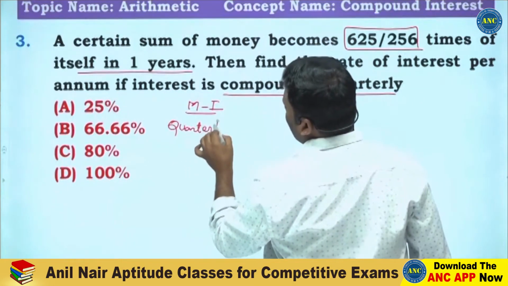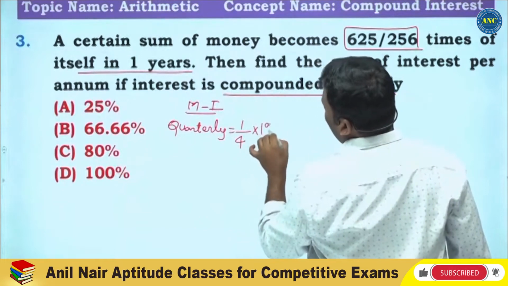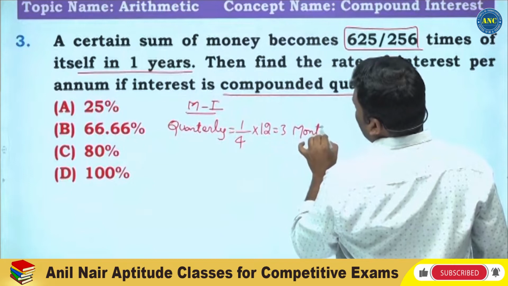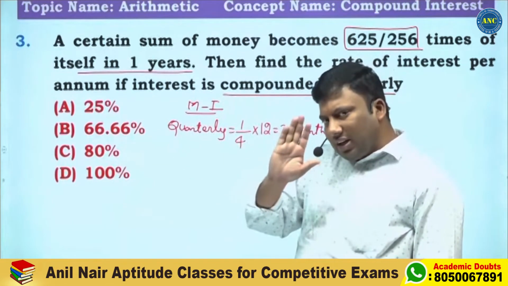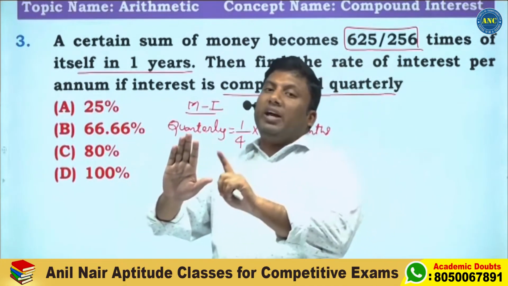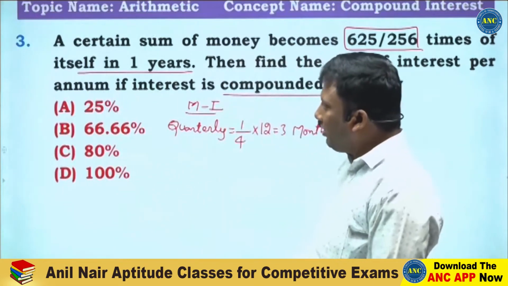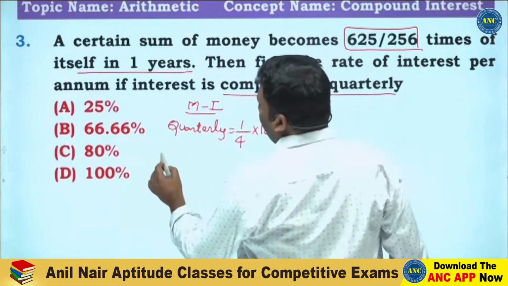Quarterly means 1/4 of a year, 1/4 of 12 months, it is 3 months. In the previous question, years were given. If the time period is the same, the time period goes in AP and the multiplication factor goes in GP. That is what we discussed. Now see here, so this is the principle.